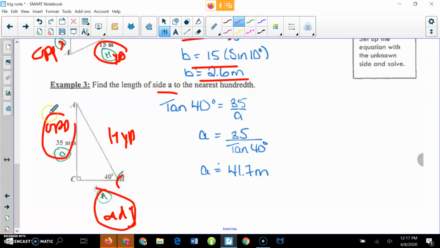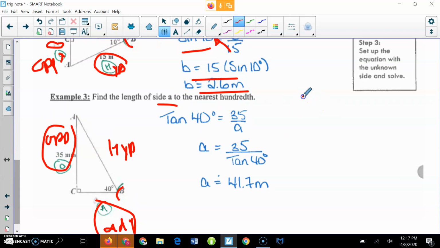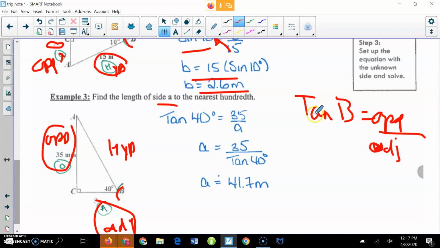We know opposite. Opposite and adjacent is tan. So you're going to write out tan B is equal to opposite over adjacent. Oh, I can't wait to play one of those rap songs for you again, the teacher singing. I just remembered, there's a good one for this. Tan B is equal to opposite over adjacent. And then you sub in. My opposite is 35. My adjacent is, I don't know. My angle is 40. So now I have tan 40 is equal to 35 over A.